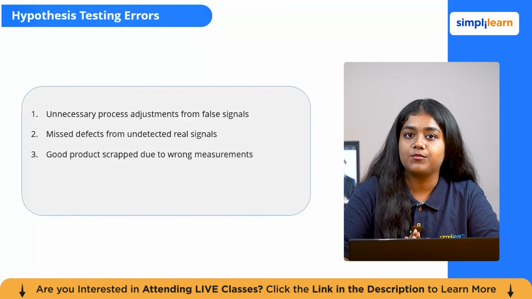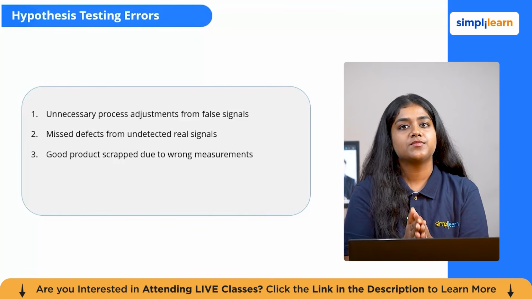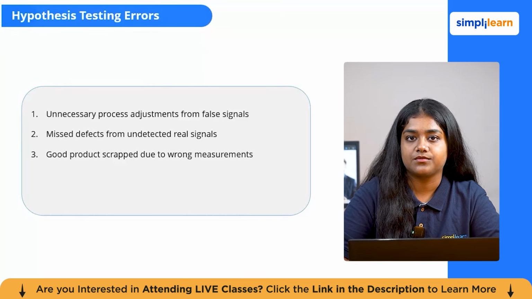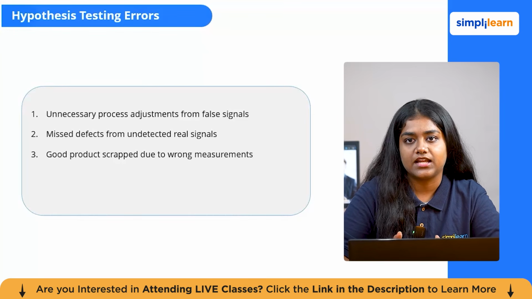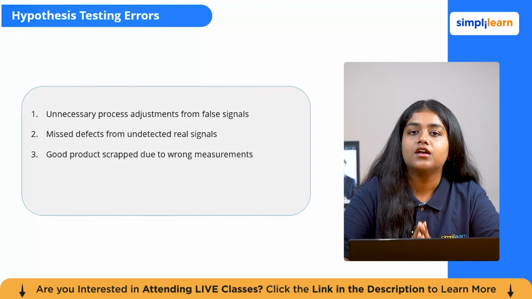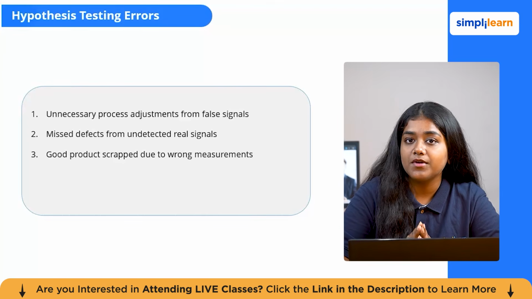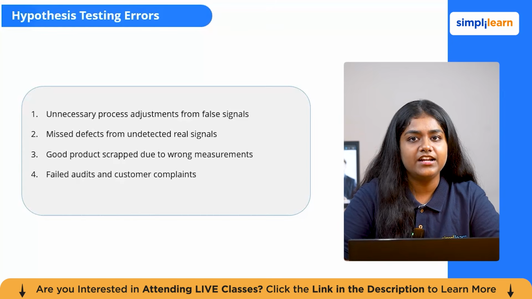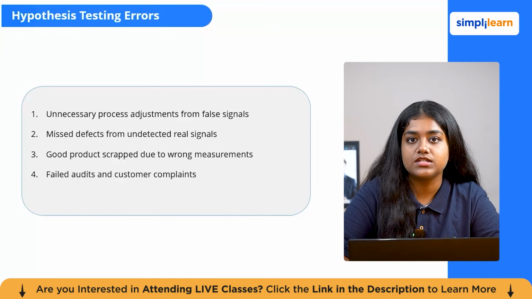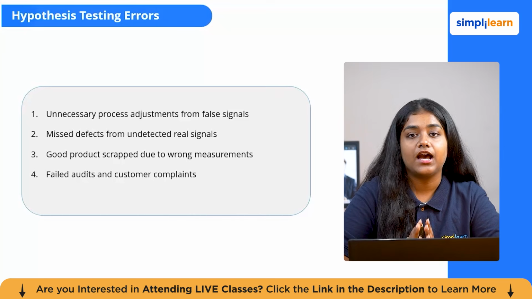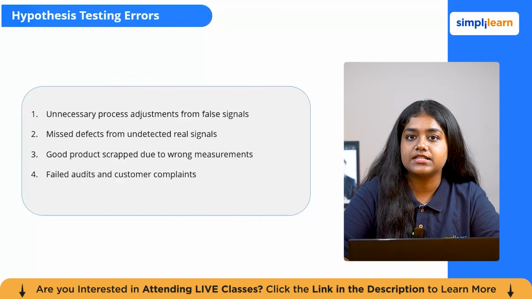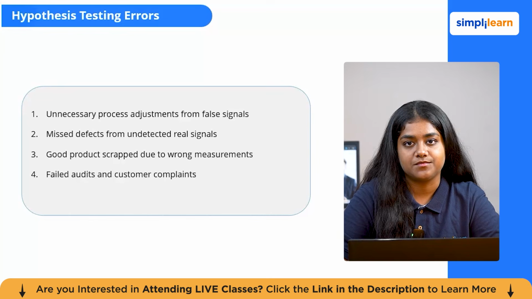Good product scrapped due to wrong measurements. If a measurement system reads incorrectly, good parts may be judged as defective. This leads to unnecessary scrap, wasted material, extra labor, and reduced productivity. The product was acceptable, but the wrong measurement decision created a loss. Failed audits and customer complaints. Poor measurement control can result in weak records, inconsistent inspection results, and unreliable quality decisions. During audits, this may appear as a lack of control over the measurement system.